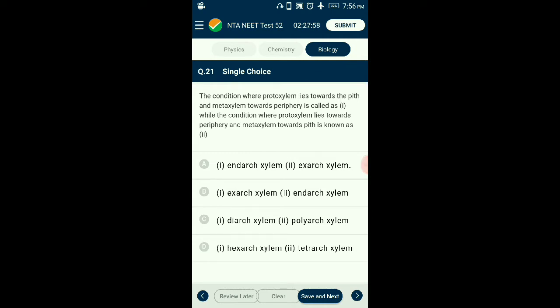The primary xylem is called endarch when the protoxylem lies towards the center, that is the pith, and the metaxylem lies towards the periphery, for example in stems. When the protoxylem lies towards the periphery and the metaxylem towards the center, it is called exarch, for example in roots. So the answer for this question is option A. The first condition is termed endarch, the second termed exarch.